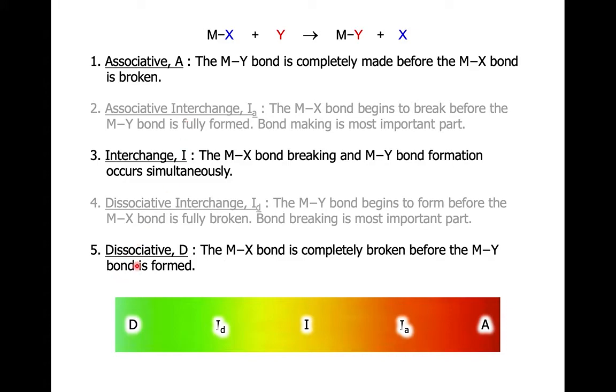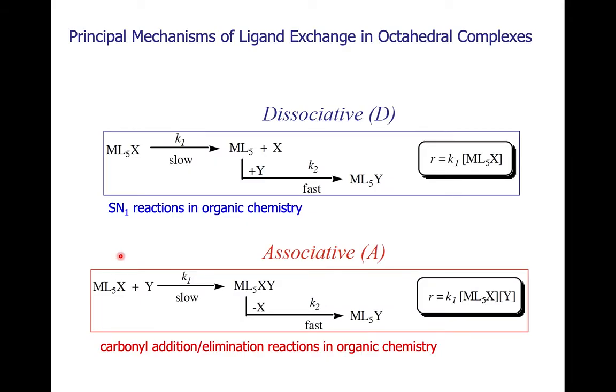Skip over 4 there, and we'll go back and hit it in a second. Dissociative: the MX bond is 100% broken before the MY bond starts to form, and the dissociative interchange would be somewhere in between. So 2 and 4 are not important for you guys to know, other than to know this is what happens if they lie in between those. In between, for example, associative and interchange is an associative interchange, and in between interchange and dissociative is dissociative interchange.